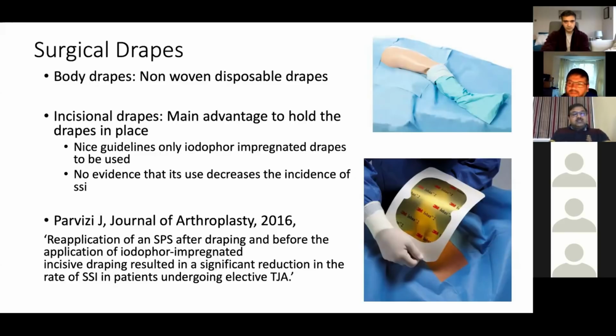This is a recent reference I found. This is from Jawad Parvizi, one of the big names in infection, especially in arthroplasties. This was a 2016 article: reapplication of a skin preparation solution after draping and before the application of iodophore impregnated incisive drape resulted in a significant reduction in the rate of SSI in patients undergoing elective total joint replacement.